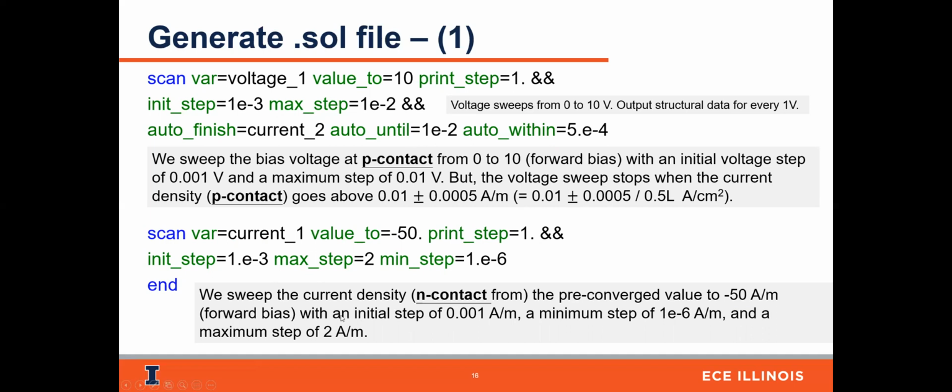We use an initial step of 1 milliamp per meter, defined here, a minimum step of 10 to the minus 6 amp per meter, and a maximum step of 2 amp per meter.